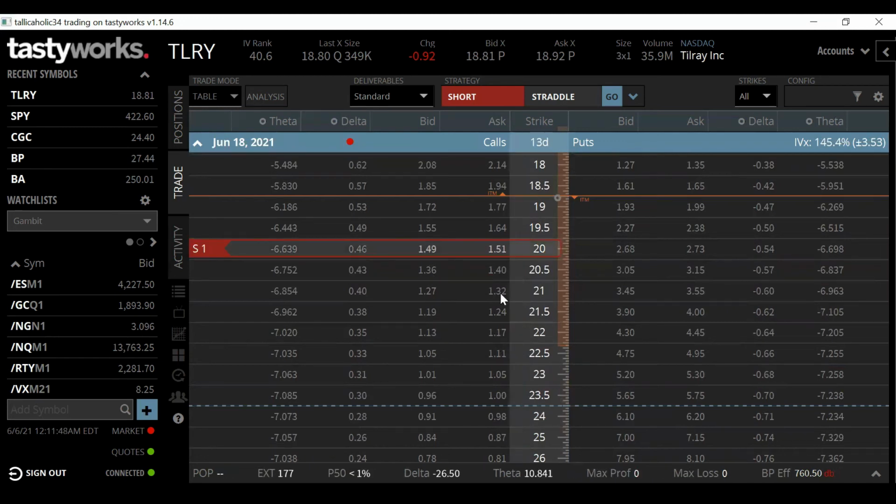And then we would collect even more of a credit, because obviously premiums next week out have more time, they have more extrinsic value. We can collect more by doing that. So that's all that means when you are rolling an option.